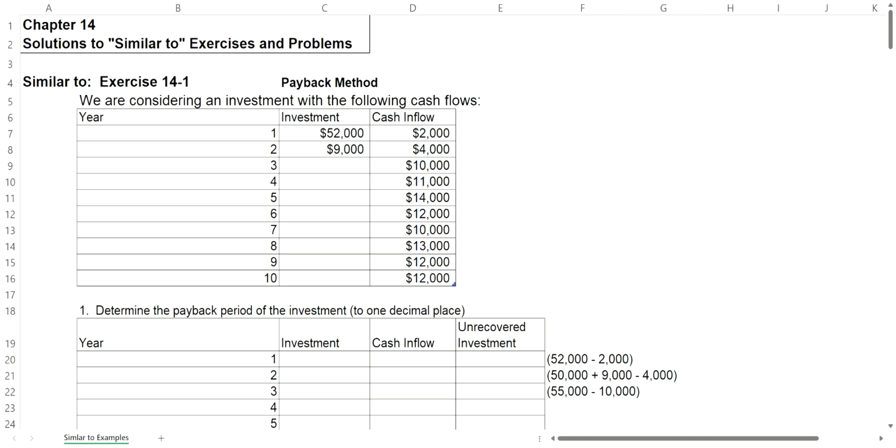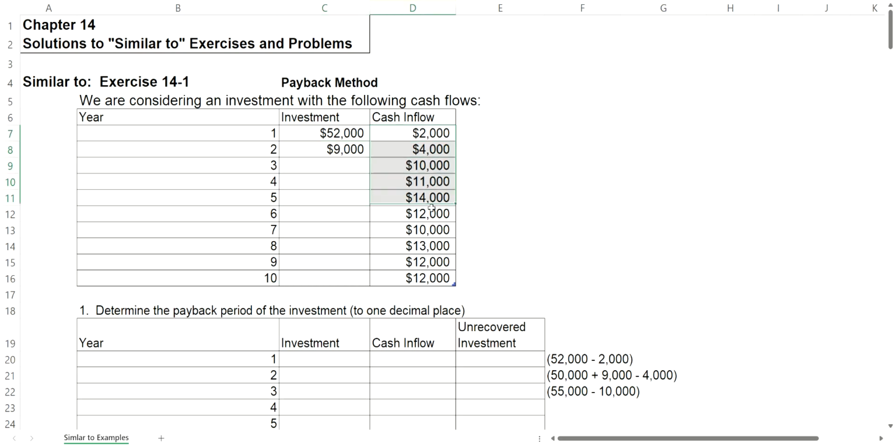Hello, in this video we are going to take a look at payback and also at net present value analysis. Okay, let's start with payback. Let's assume that in year one we invested $52,000. It could be a piece of equipment or whatever it might be for the project. And in year two we needed to invest another $9,000.